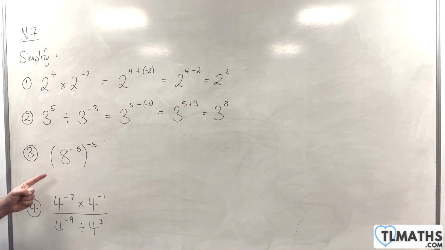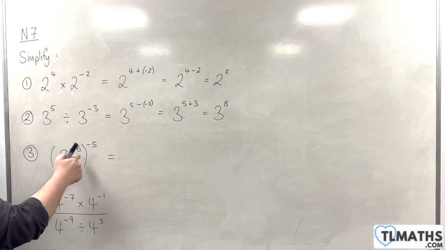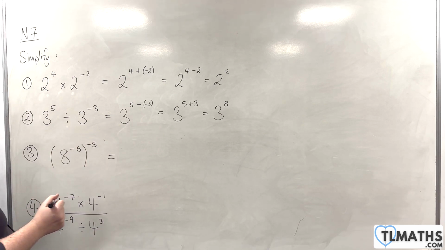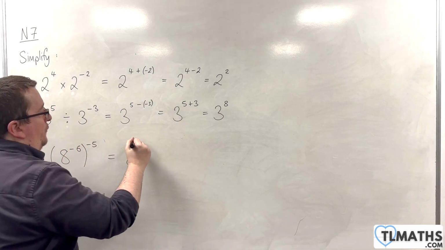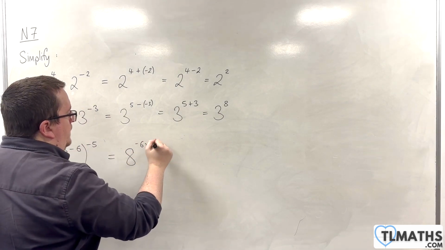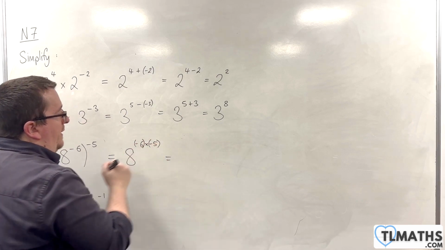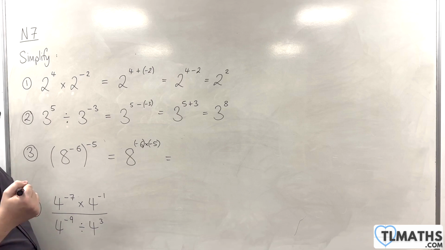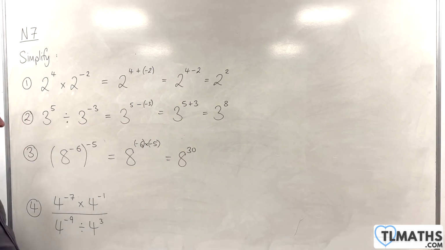Number 3, 8 to the power minus 6, all to the power minus 5. So we need to multiply the minus 6 and the minus 5 together. So minus 6 times minus 5 is positive 30. So this is 8 to the power of 30.